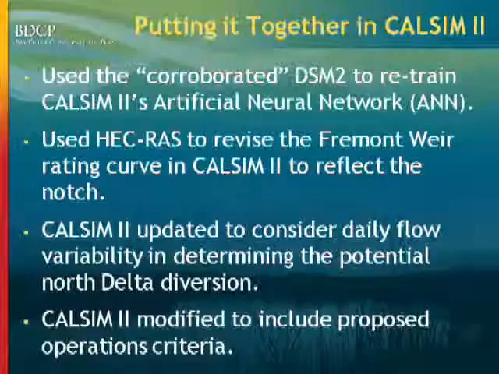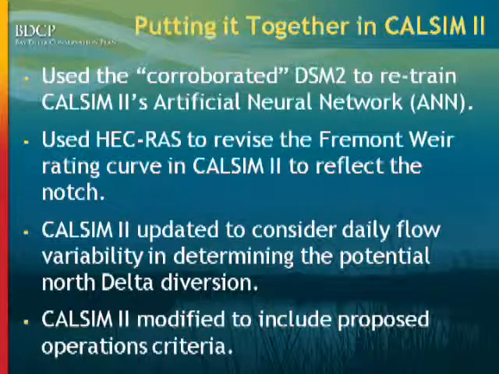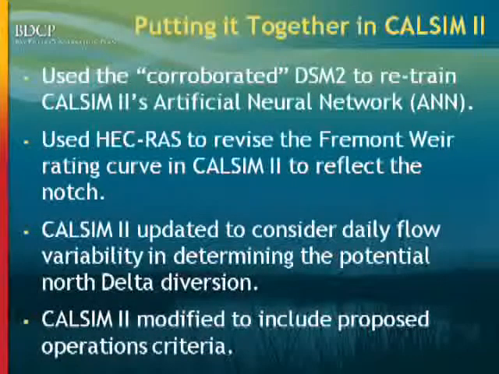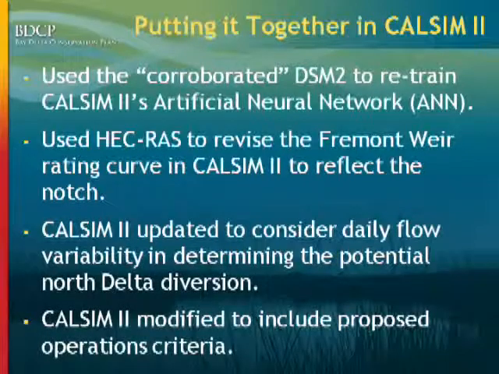So finally, as described earlier, we are putting all these changes together in CALSIM2, and CALSIM2 is the primary model that's providing the flows and diversions that are being used to evaluate the effects on fisheries and covered species. Like I described earlier, we used the modified DSM2 to train the new ANNs to feed into CALSIM2. And we have used a HEC-RAS model to revise the rating curve for the Fremont Weir to reflect the proposed notch at the Fremont Weir. We incorporated the revised rating curve in the CALSIM2 modeling.